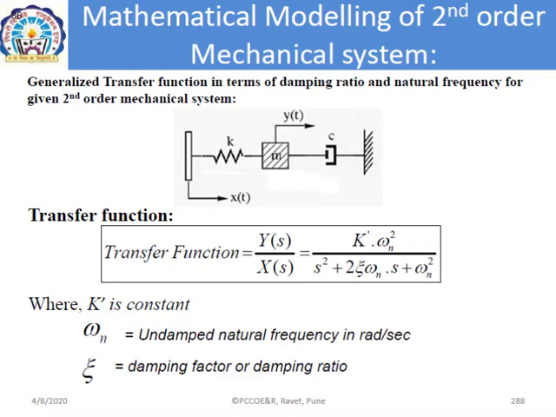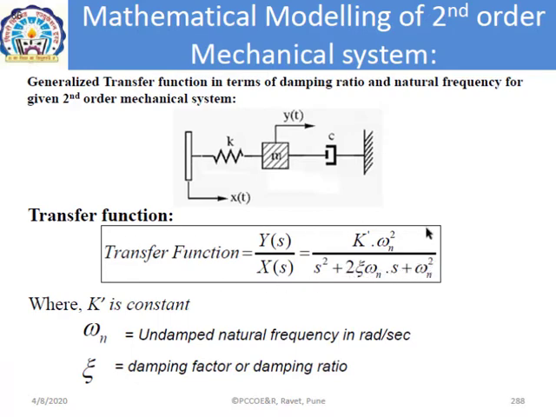Before writing a transfer function, one should know what the input given to the system is and what the response or output of the system is. Now if it is known to us that x(t) is the input and y(t) is the output, then we can write a transfer function in terms of s as per the definition. It's the Laplace transform of output to the Laplace transform of input. Hence we have Y(s) upon X(s) is equal to K' into omega n square over s square plus 2 zeta omega n into s plus omega n square.